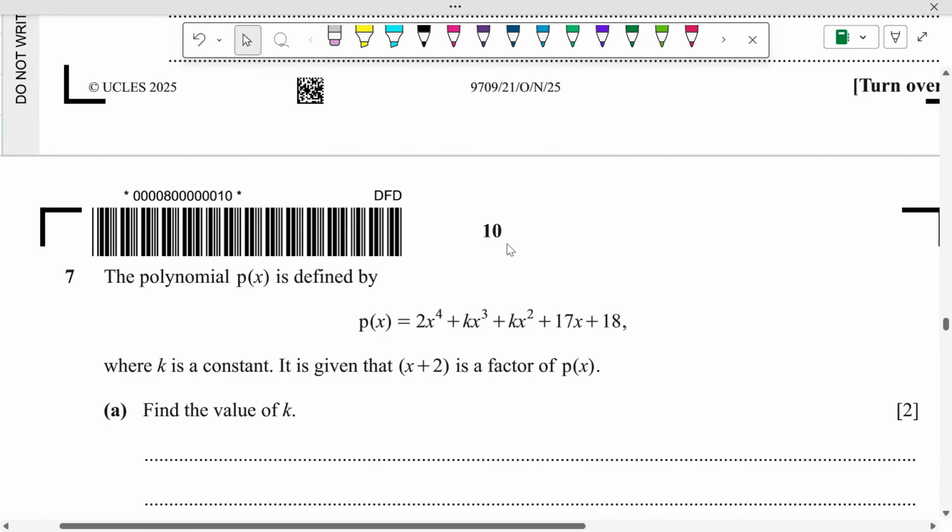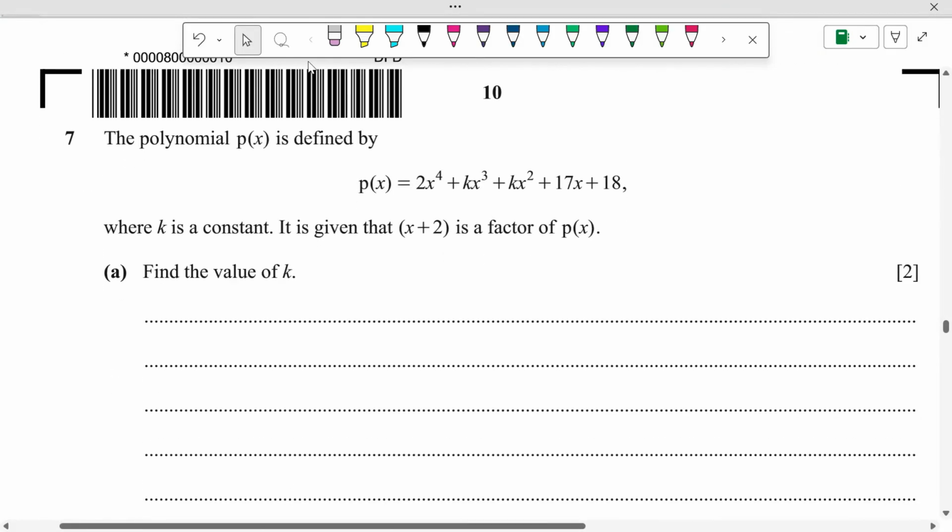Okay, let's move to question number 7. The polynomial p of x is defined by p of x equals 2x to the power of 4 plus kx cubed plus kx squared plus 17x plus 18, where k is a constant. It is given that x plus 2 is a factor of p of x. Find the value of k.